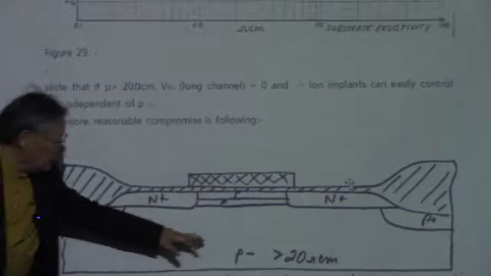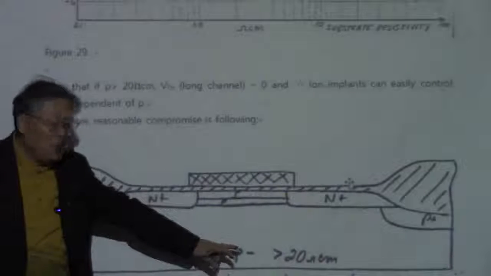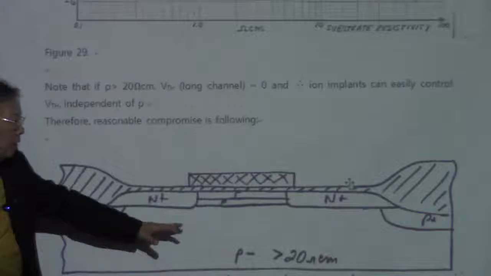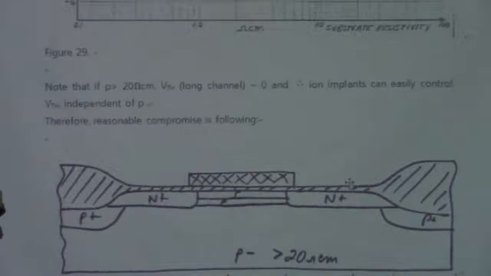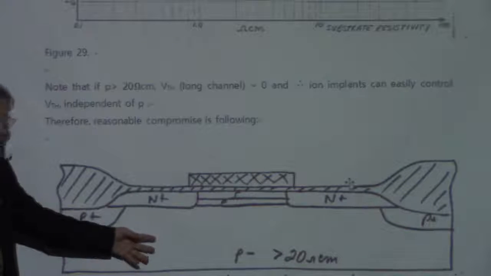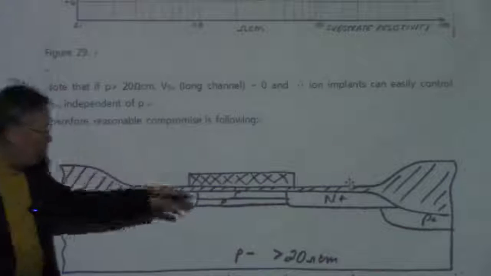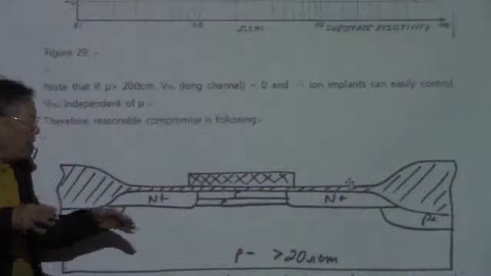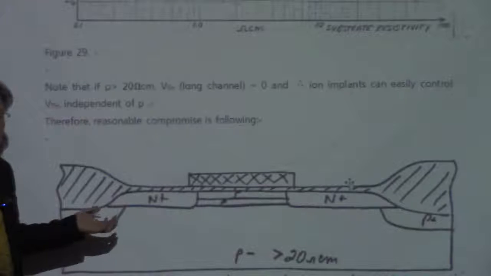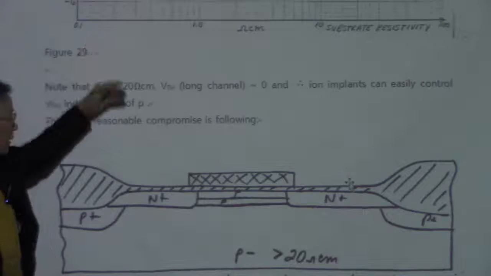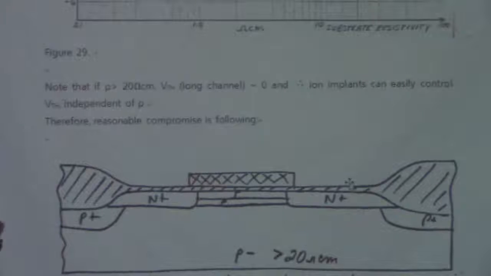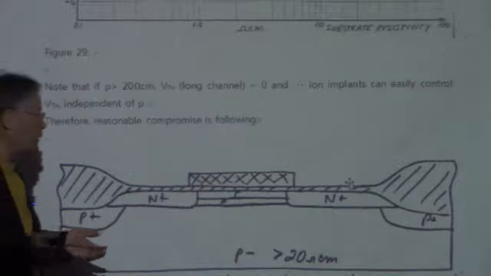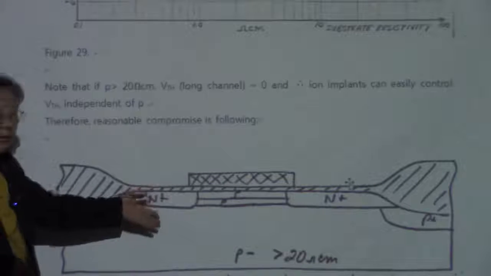So we make the substrate more than 10 ohm centimeters, high resistivity material, so that the threshold voltage is not much sensitive to the substrate doping levels. And then if the substrate resistivity is more than 10 ohm centimeter, as you can see in this plot, the threshold voltage becomes 0. So we have to have some value for the threshold voltage to turn on the MOS transistors.